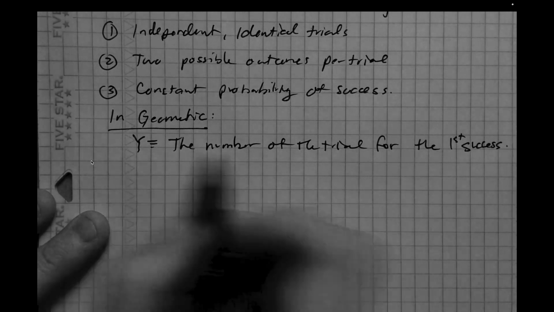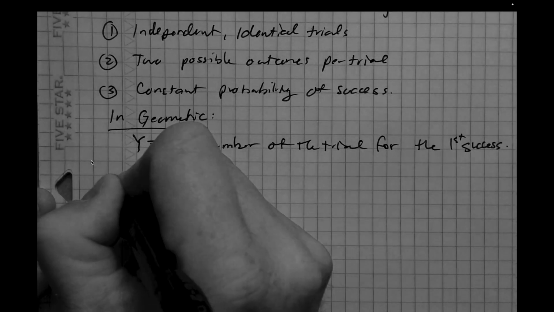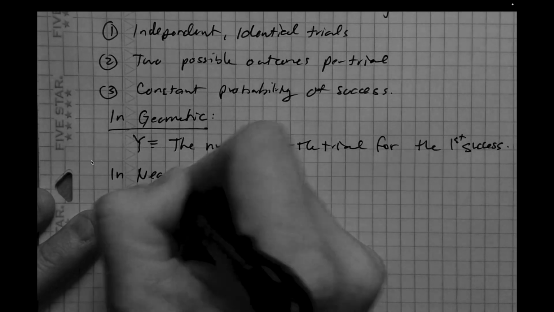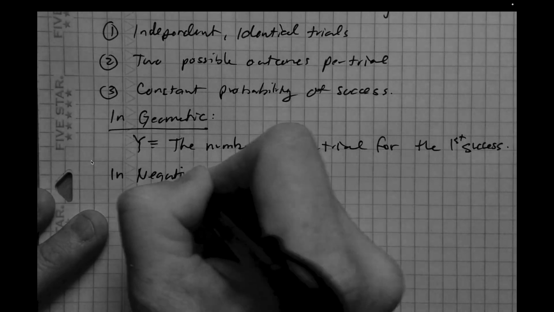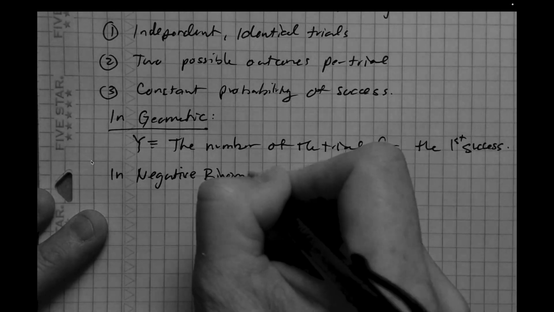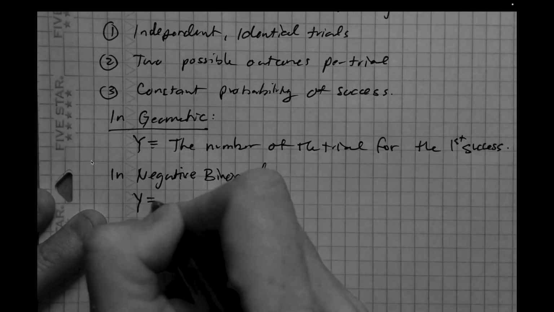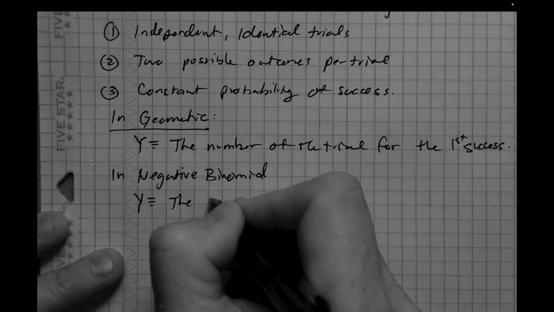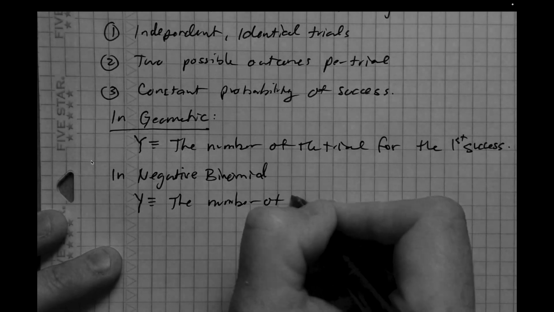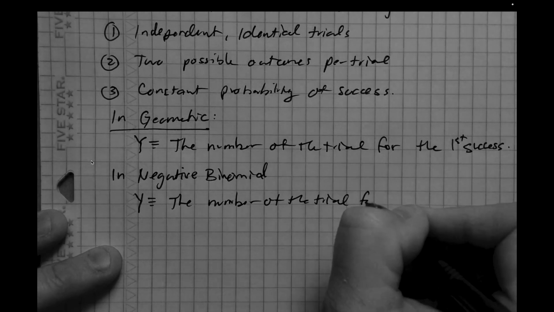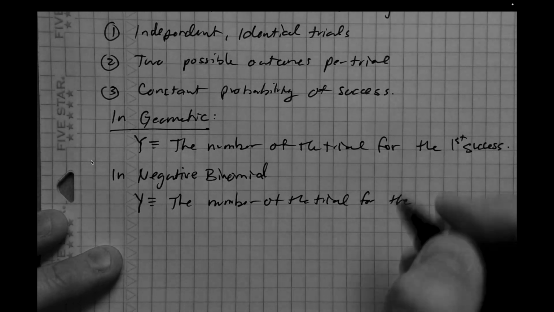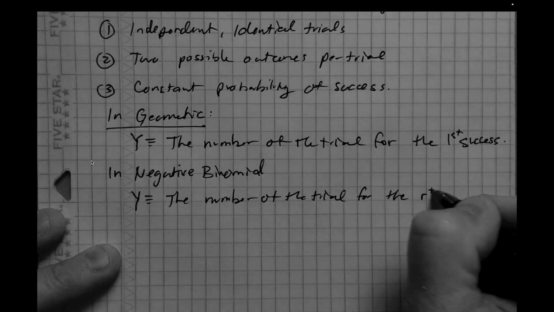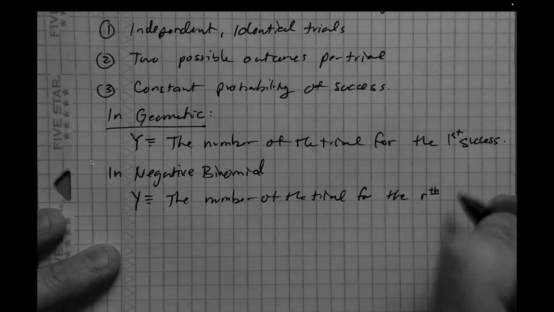Now, what is the random variable in the negative binomial distribution? In the negative binomial, y is the random variable that describes the number of the trial for the rth success. The number of the trial for, not the first, but the more general rth success.